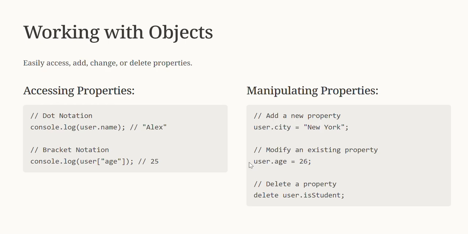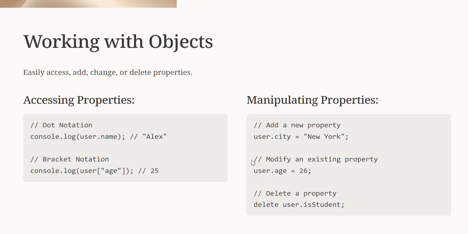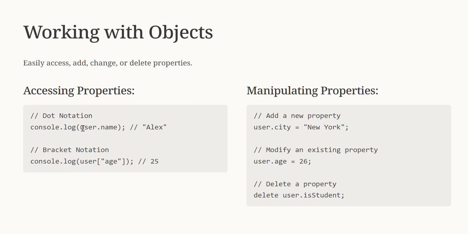So, let us discuss more about objects. We can easily access, add, change, or delete properties of objects. So how to access the properties of the objects? When we want to use a key value pair, we can use user, which is the object name, dot the key name. It is Alex. Similarly, we can use it in this way also. This is called dot notation and this is called bracket notation.